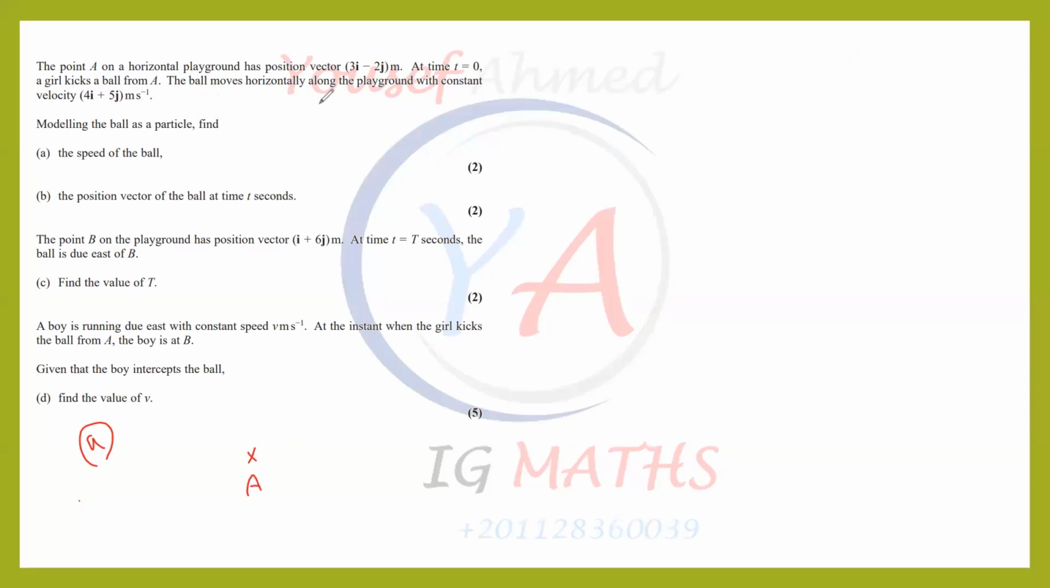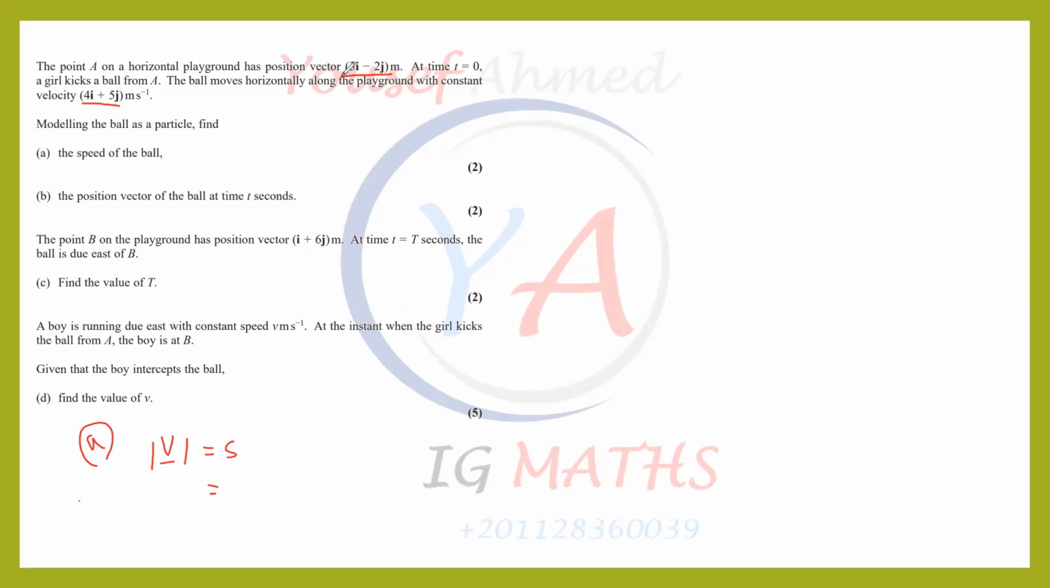The ball moves horizontally along the playground with constant velocity 4i plus 5j. So this is the velocity, and this is the starting position vector R node. To get the position vector for the ball, first we need to find the speed of the ball. To find the speed of the ball, it will be the magnitude of the velocity. So we will work on the magnitude of the velocity to get the speed.